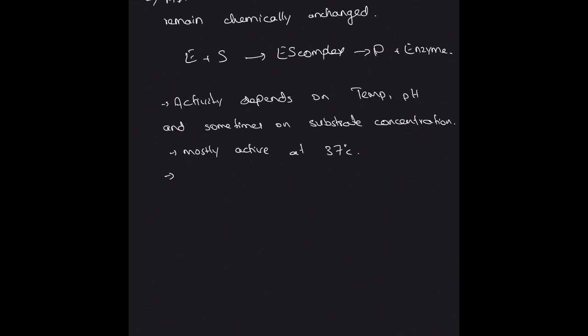Most of the enzymes have the optimum temperature at 37 degrees Celsius. pH, on the other hand, depends on which organ they work in. For example, in the stomach, the pH is around 2 to 3, and in the intestine, the enzymes have the optimum pH around 8. So how do enzymes actually work?